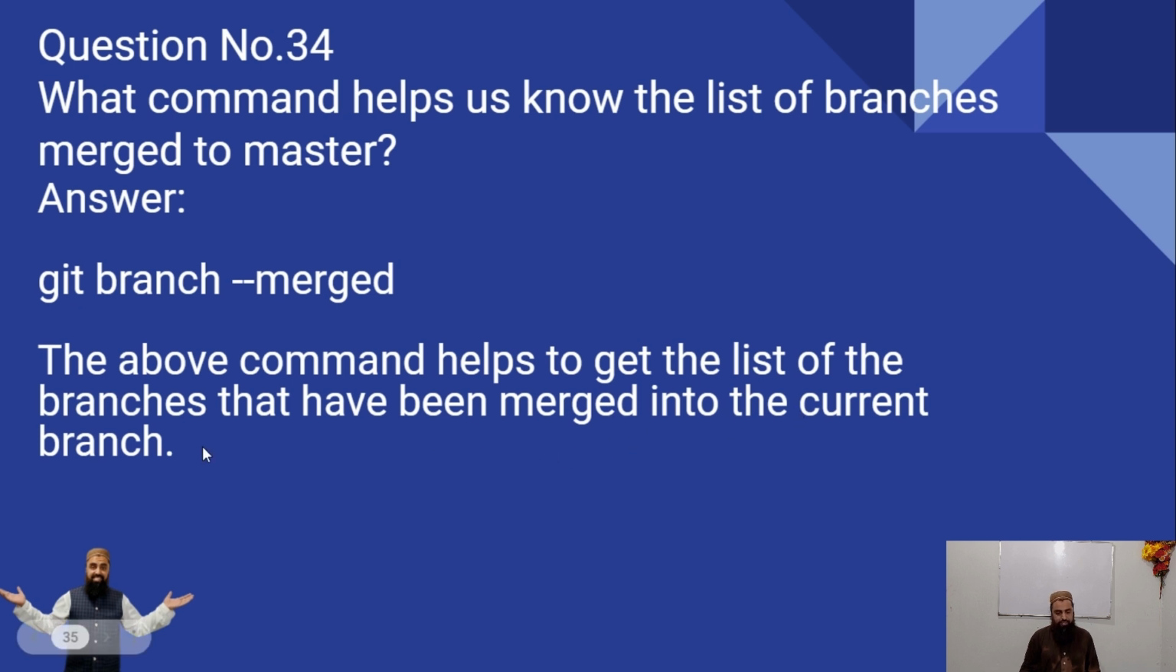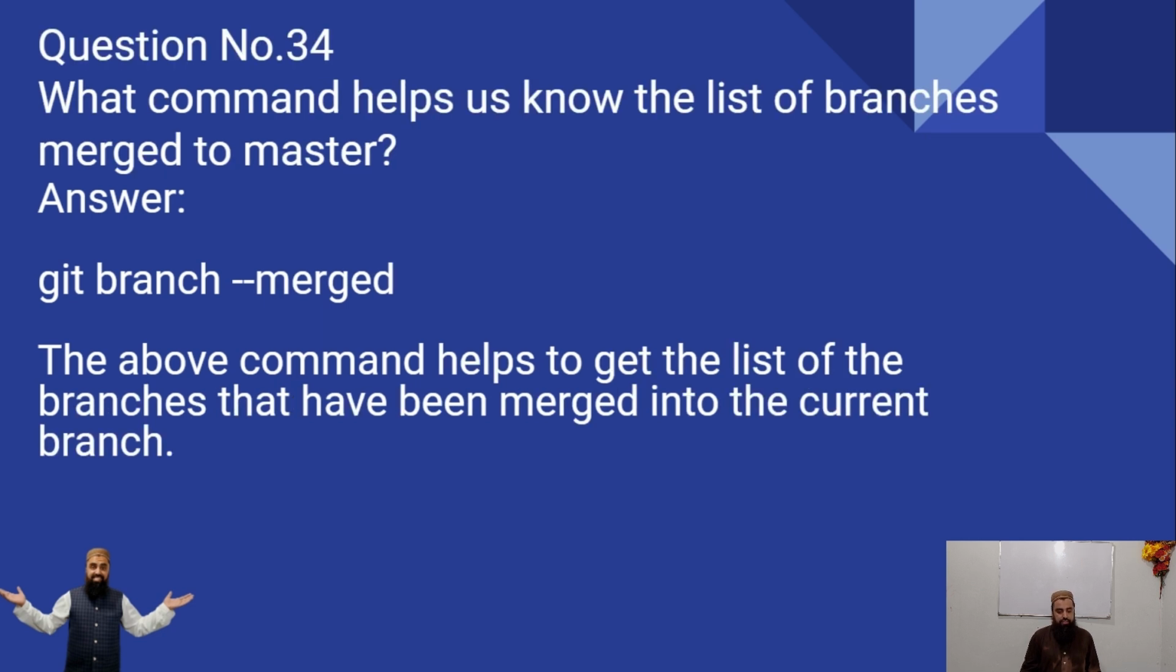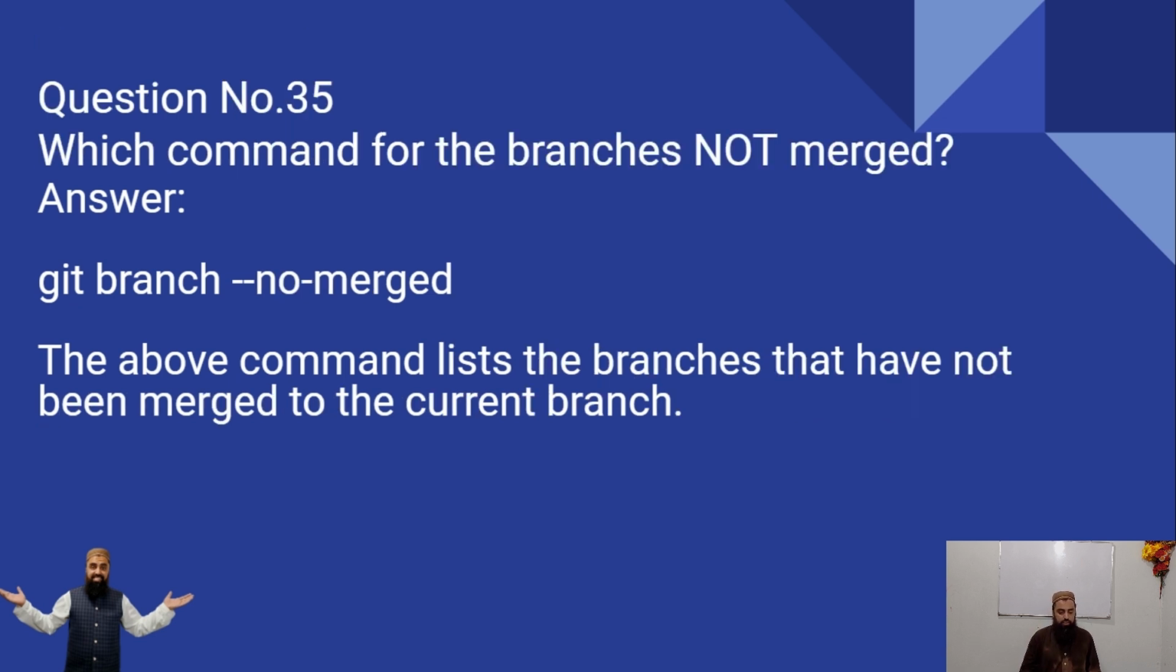or main branch. And the next question, question number 35, is the vice versa of the previous question: which command to use to get the list of the branches that are not merged. For merged it is --merged, and for those branches that have not been merged, the command is a little bit different: --no-merged. This command will list the branches that have not been merged to the current branch. Merged for the merged branches, no-merged for the branches that have not been merged.